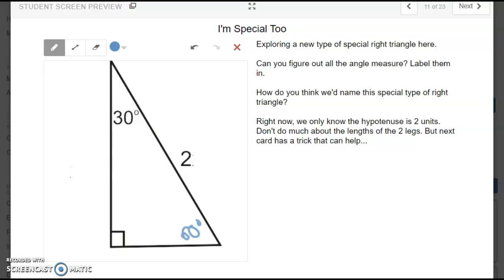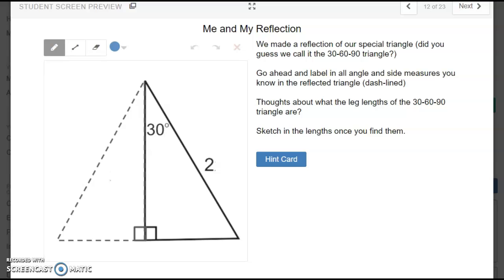Do we know anything about the legs? Well, no, because we need at least two sides to use the Pythagorean theorem to figure out the other leg's length, right? So this is as far as we can go for now, but the next card actually gives us a clue. Okay, we made a reflection of our special triangle.